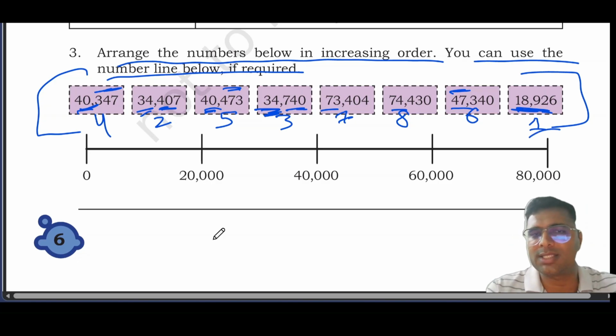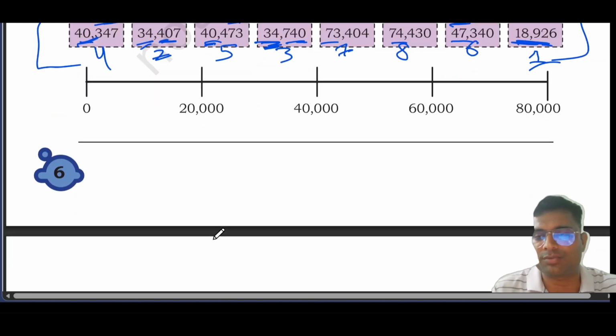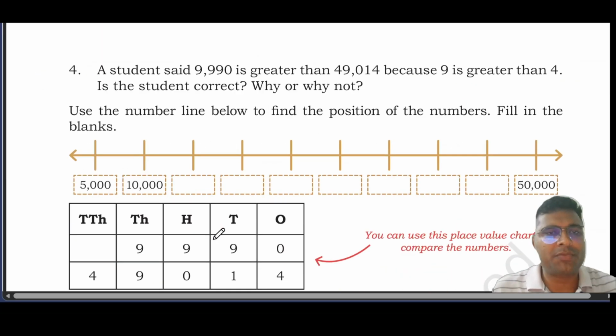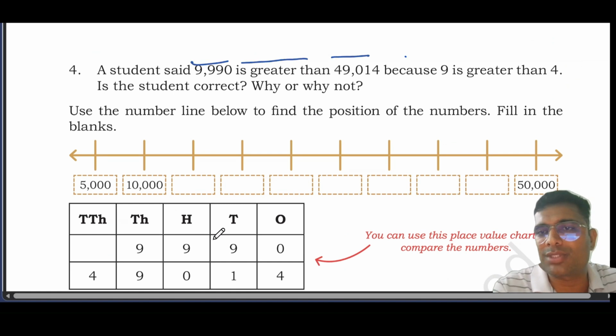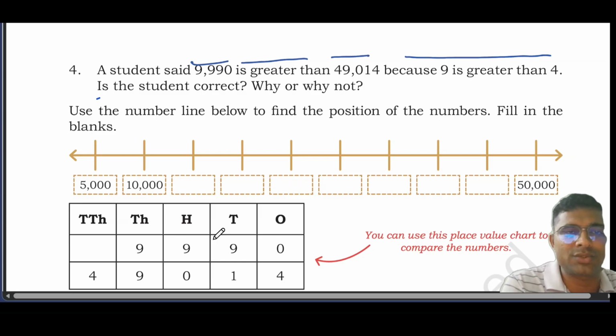So you can write in this sequence. First you will write these, then you will write these, and third, fourth, fifth, and sixth. Question number 4, the student has said 9,990 is greater than 49,000 because 9 is greater than 4, is what the student is writing.